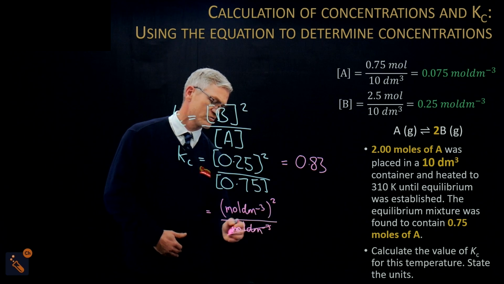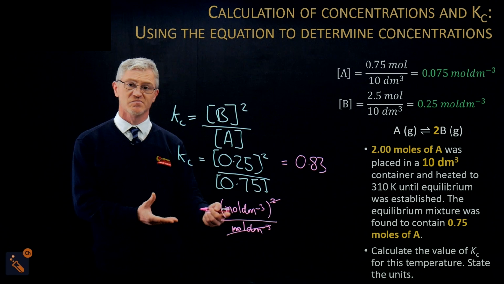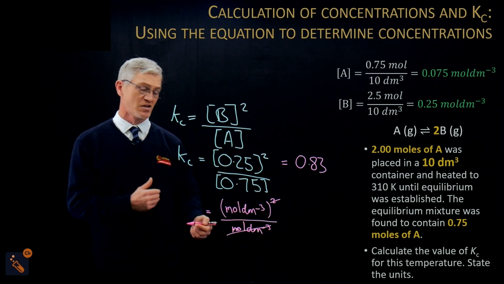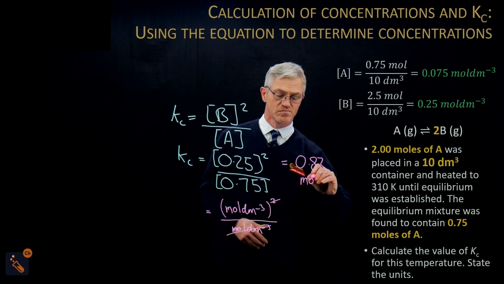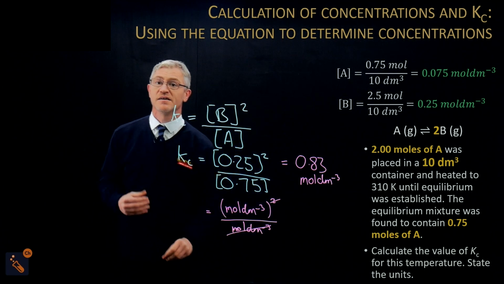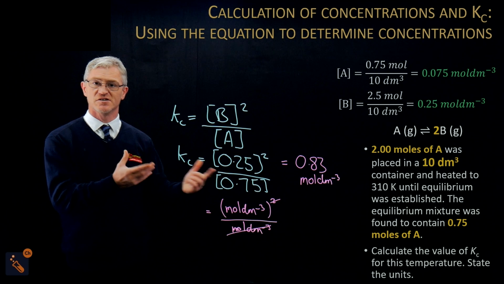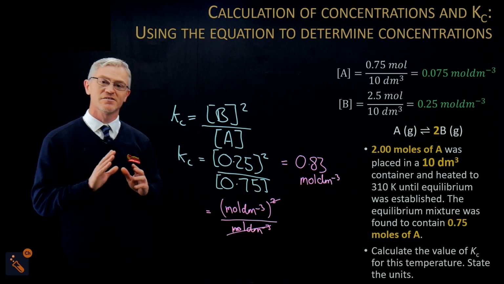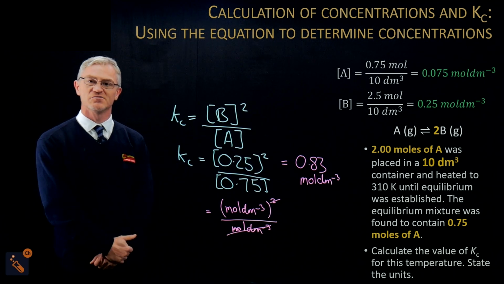So that means that cancels and that cancels, which leaves behind moles decimeter minus 3. So basically, the units to this are just moles decimeter minus 3. And there you have it: you're working out, when you're given the volume and the number of moles, you have to use the ICE method, initial, change and equilibrium, to find your overall value of your equilibrium constant.